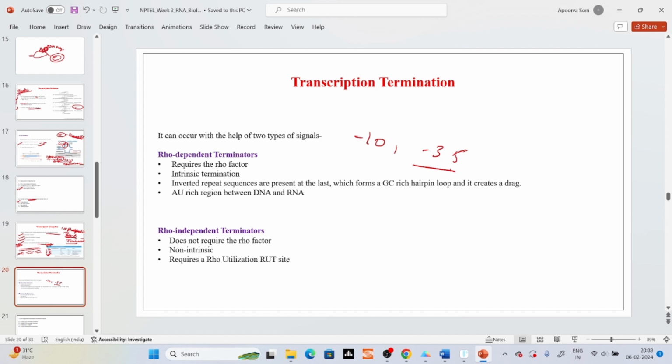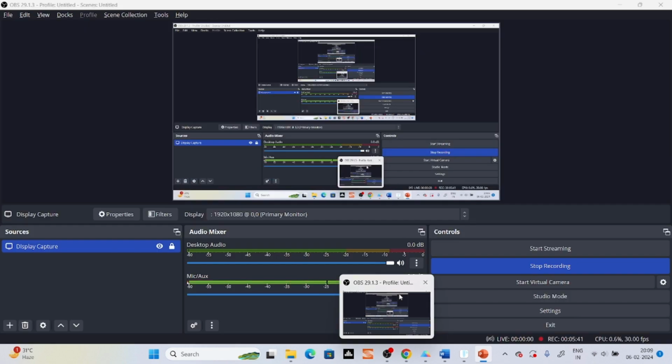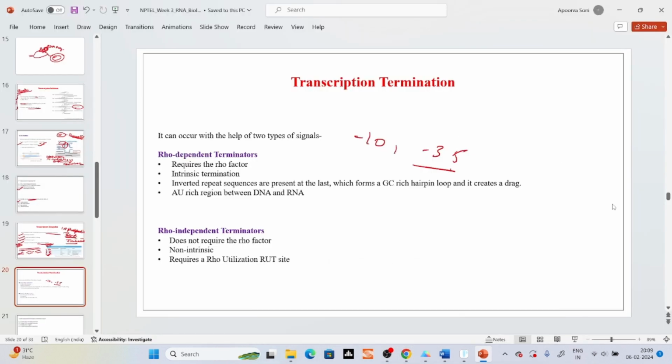Okay, now transcription has to stop somewhere also. Now how will transcription stop? It should get certain signals that tell it that transcription has happened a lot, now you should stop doing transcription. So there must be some signals. Those signals are of two types. First are rho dependent and the other one is rho independent. So which are rho dependent?